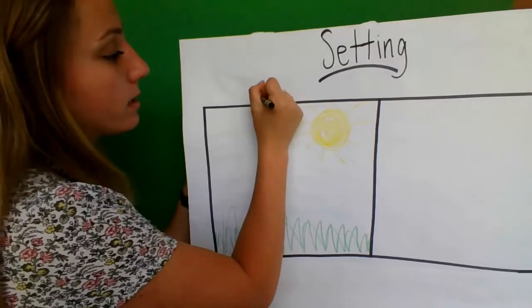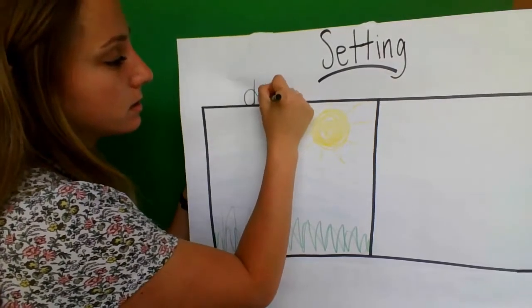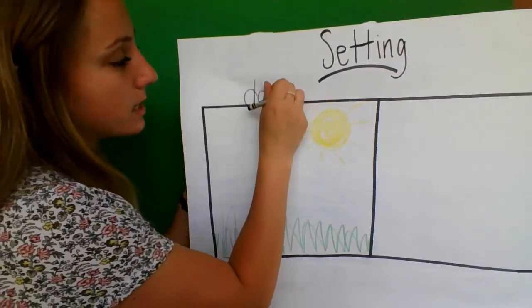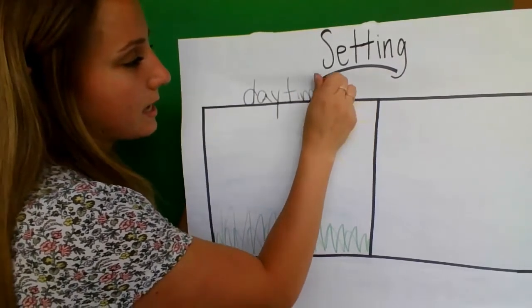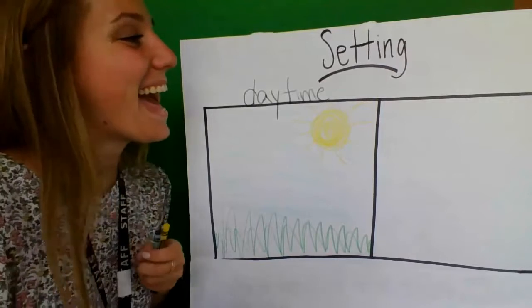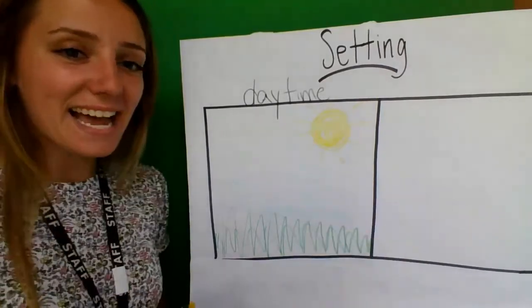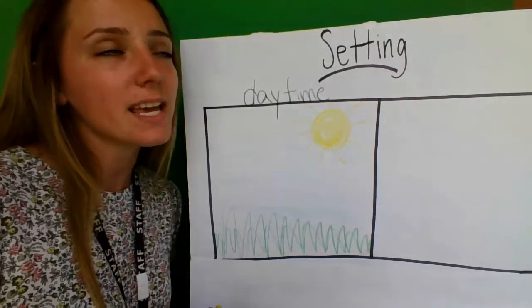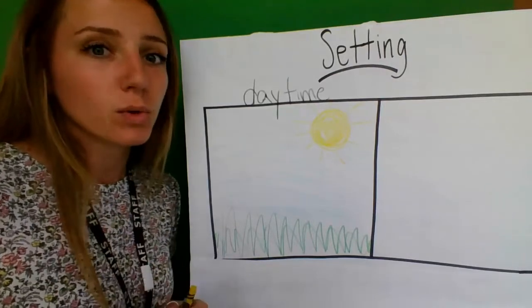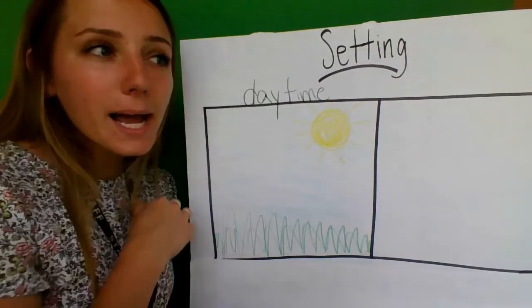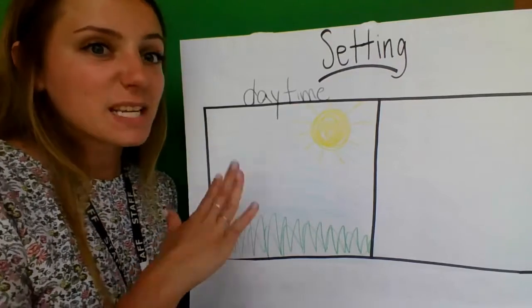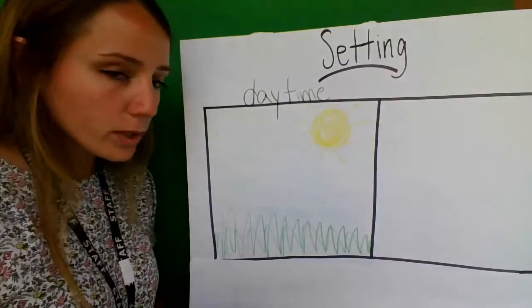So I'm going to write daytime here. And now on this side, I'm going to think, how can I make the setting of my story change? So I had the daytime. You know what? I'm going to do something that's completely different. And I'm going to draw something.